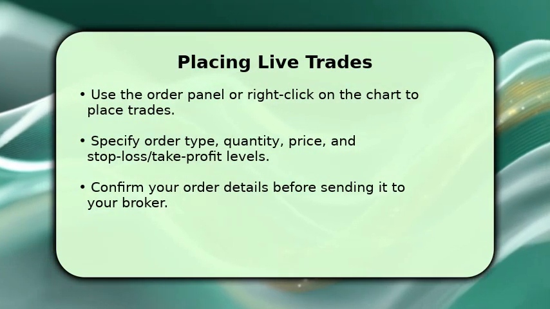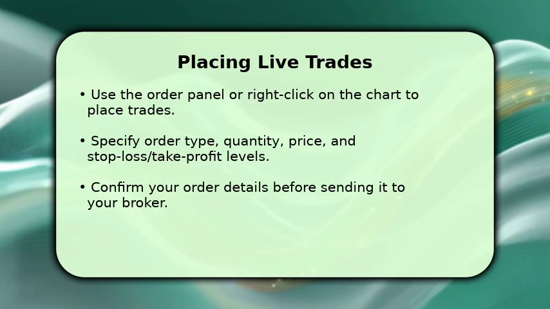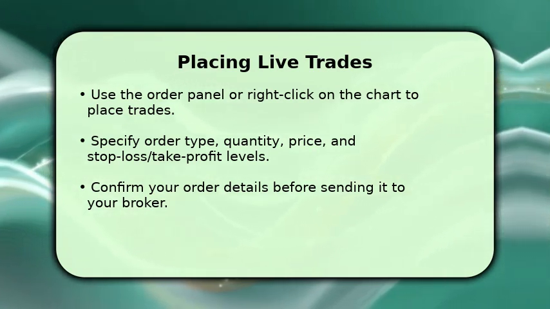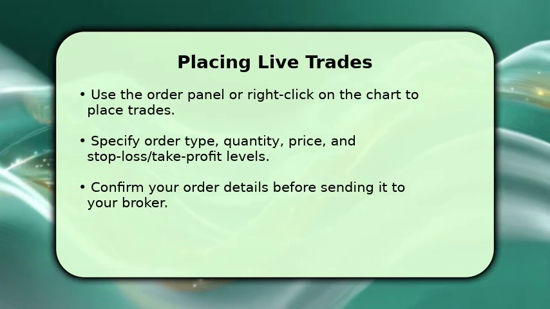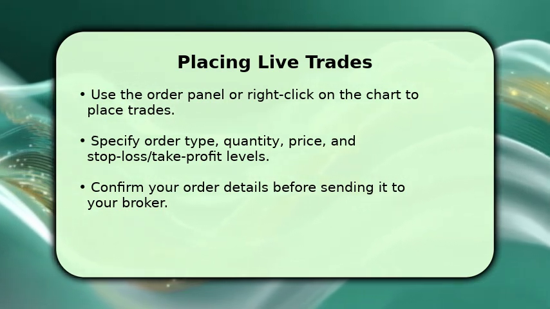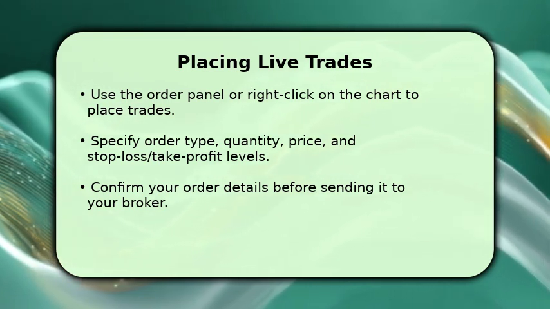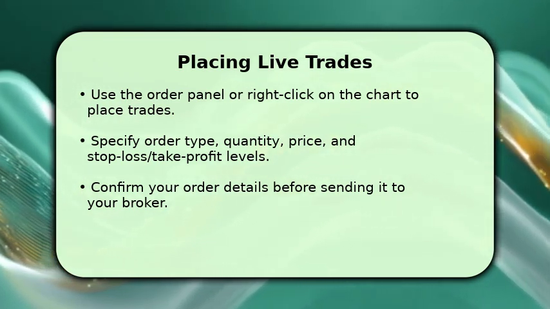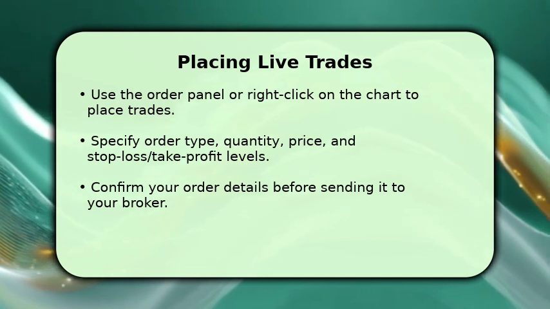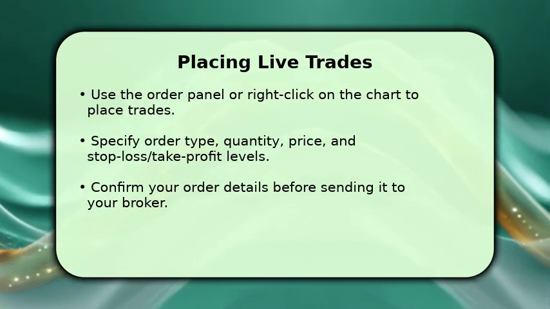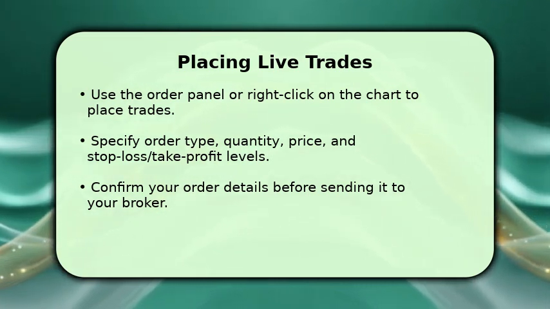Once connected, placing a trade is straightforward. You can use the dedicated order panel or simply right-click on the chart at your desired entry point. Choose your order type, such as market, limit, or stop order. Input the quantity, price, and any stop loss or take profit levels. Always double-check all the details before confirming the order. This ensures your trade parameters are exactly as intended before execution through your linked brokerage account.